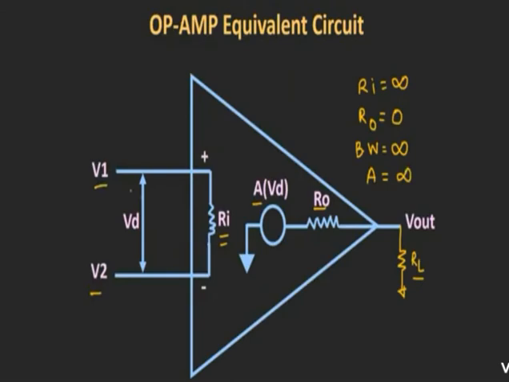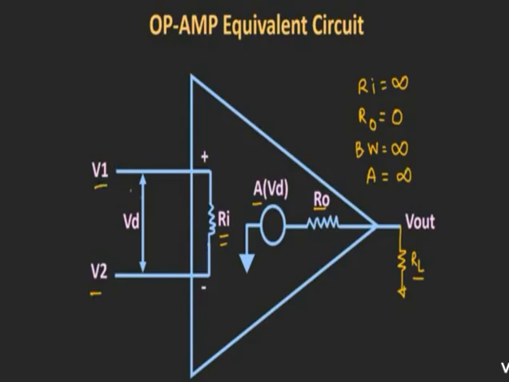Let us see the equivalent circuit of the operational amplifier. It can be seen here the input impedance Ri in this operational amplifier. Likewise, this R0 is the output impedance of this operational amplifier. So the output of this operational amplifier is equal to the open loop gain multiplied by the difference between the inputs V1 and V2. Let us see the different characteristics of the op amp.